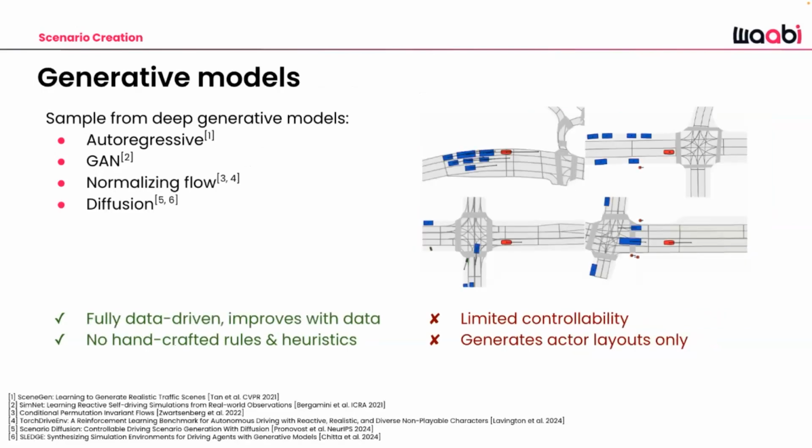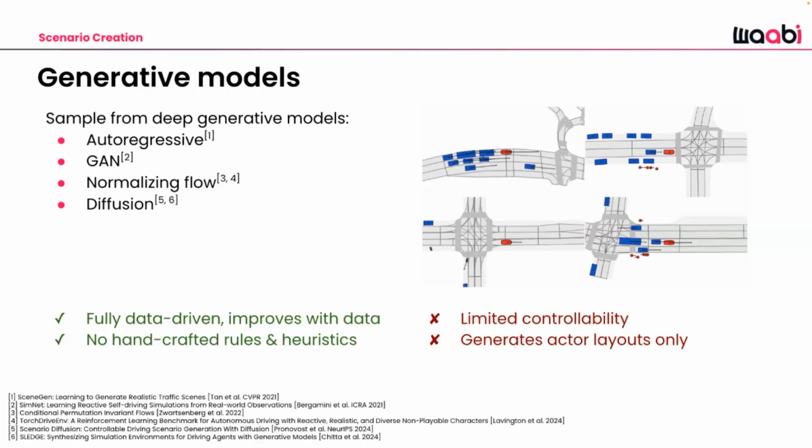And then recently, several papers have studied how we can automatically generate realistic scenarios at scale through the use of generative models. So for example, SceneGen here learns an autoregressive model that iteratively inserts actors into the scene. SimNet is another approach that learns a generative adversarial network that predicts a rasterized image of the scene. And then from this rasterized image, you can extract a vector-based representation of where the actors are. And then there've been two recent open source simulators called Sledge and TorchDriveEnv, which make use of diffusion models and normalizing flows respectively in order to generate scenarios from scratch.